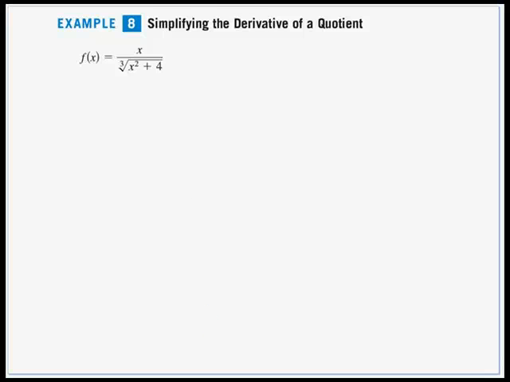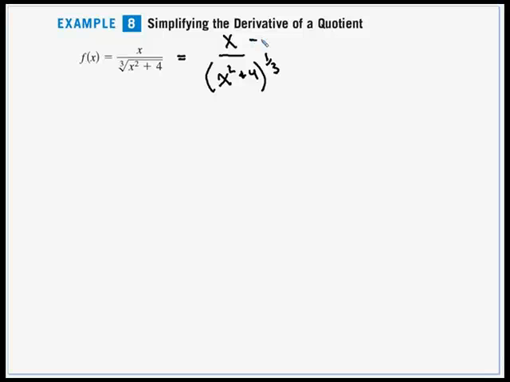So let's see what's happening here in example 8. Simplifying the derivative of a quotient. So we are going to probably be using the quotient rule here. And then when we get our raw derivative, we're going to have to simplify something. So let's see here. Let me just rewrite the function. Our numerator is x. Our denominator is that quantity, x squared plus 4. And let's rewrite that to the 1/3 power.